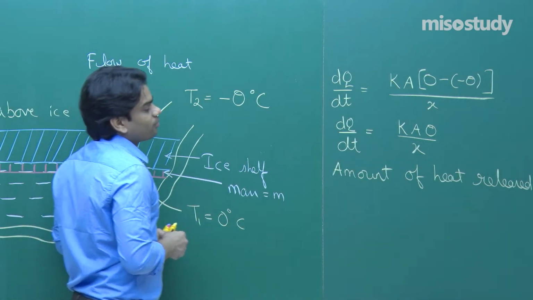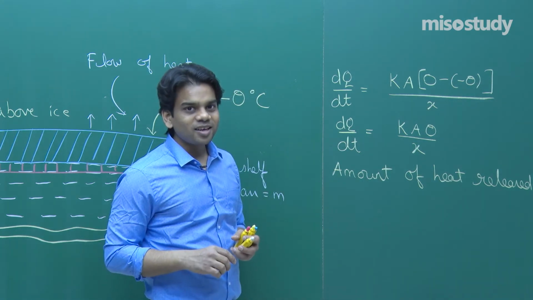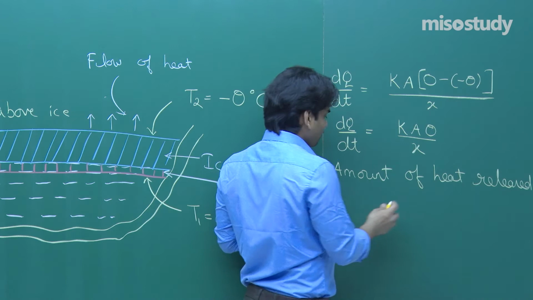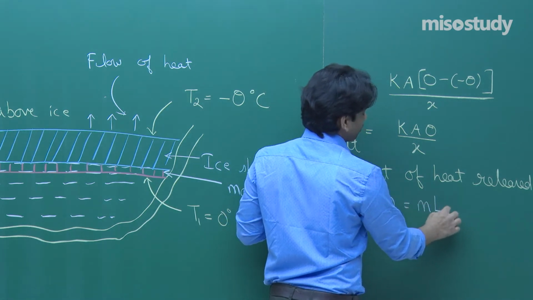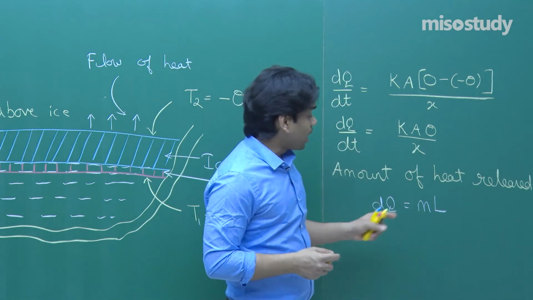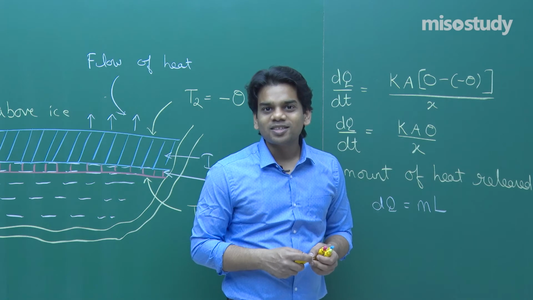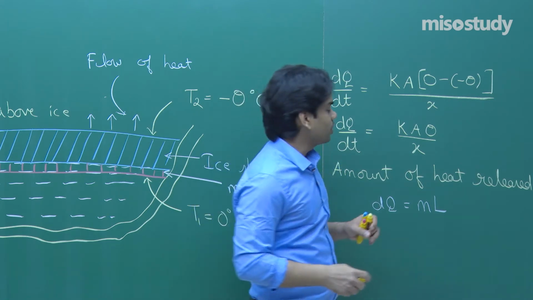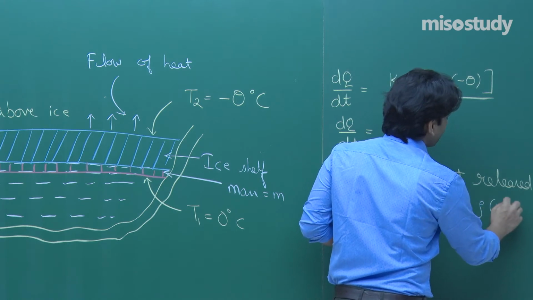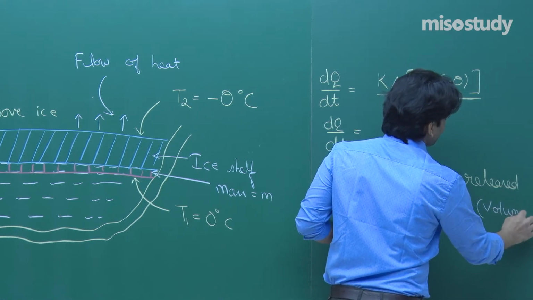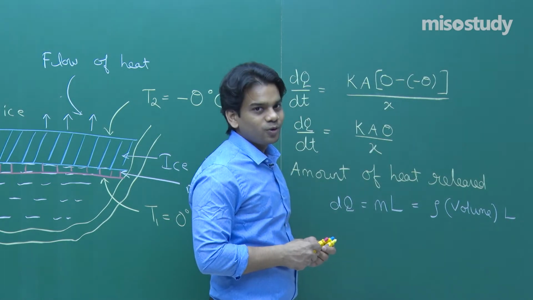So the amount of heat released to make an ice layer of thickness dx will be equal to dq, that is equal to m into L. Now mass is rho into volume, where rho is the density of the ice shelf that you're talking about. So let me write this as rho into volume into L. L is the latent heat of fusion of water.